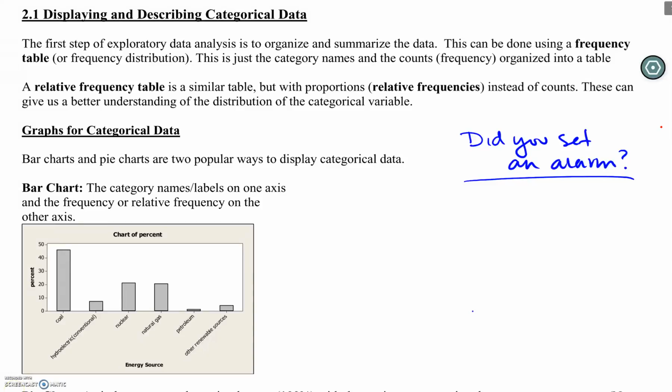2.1 is all about displaying and describing categorical data. As a reminder, categorical data is data that divides us into categories or describes a quality. An example of a categorical variable would be one that we collected last Tuesday: did you set an alarm when we were trying to figure out who woke up first on Sunday? So did you set an alarm? Simple binary categorical variable, we're going to have yeses and nos.